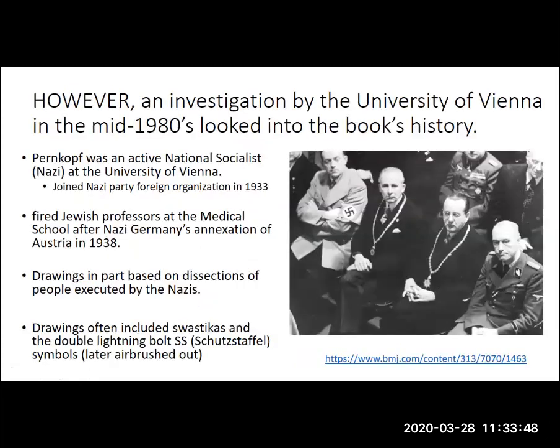However, in the 1980s, it was reported that Pernkopf was involved with the National Socialist Party in Austria. And the National Socialist Party was, in essence, the Nazis. An investigation in the 1980s into Pernkopf and the history of this monumental work was able to determine that Pernkopf joined the Nazi Party's foreign organization because he was an Austrian. This was prior to the annexation of Austria by Nazi Germany, but he joined them in 1933. Germany actually annexed Austria in 1938.